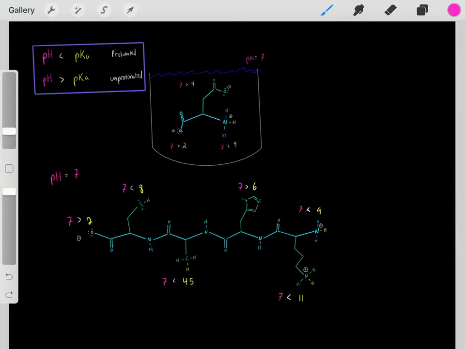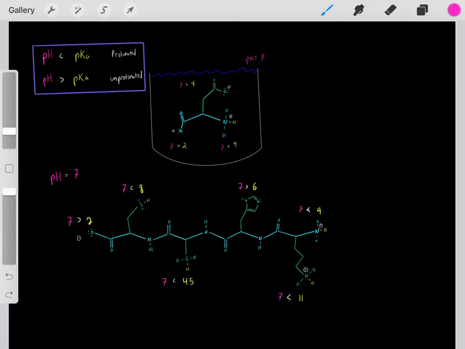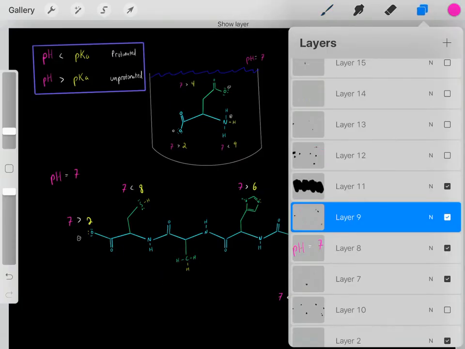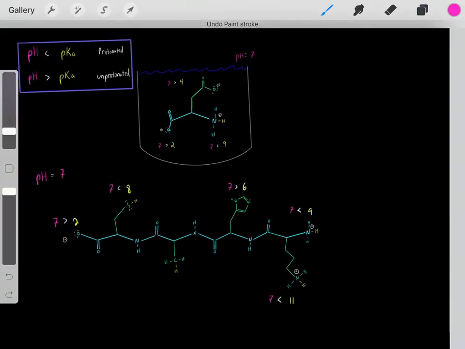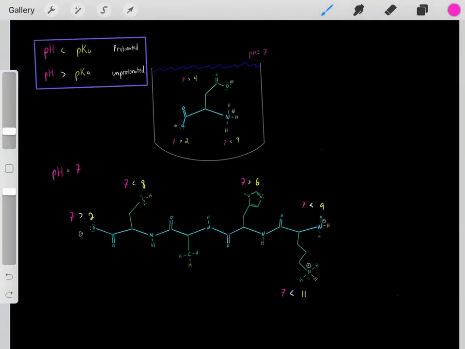And something important to realize is this carbon hydrogen is a very weak acid. This is a very weak acid with a huge pKa. So it's essentially unionizable. It will always be protonated, so we can just ignore this. Even though it's an R group, it's essentially a weak acid, so it'll always be protonated, so we don't need to worry about it. So now we know at a pH of 7, this is what this compound will look like.